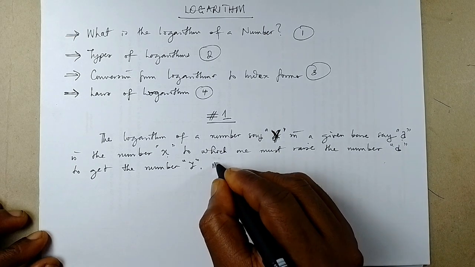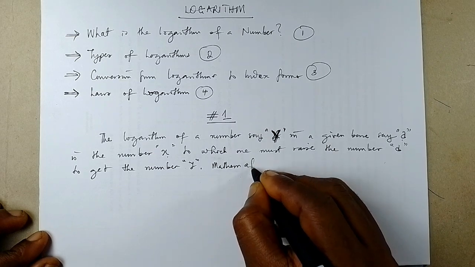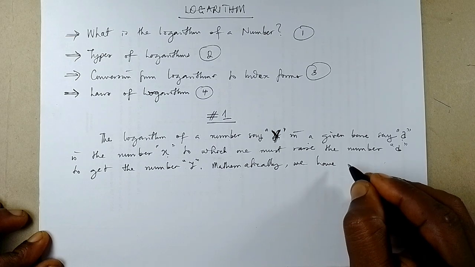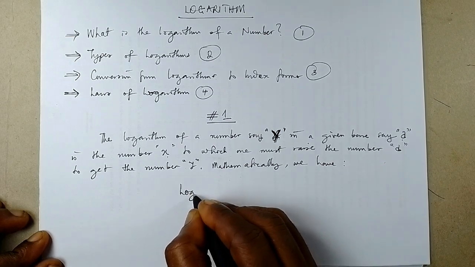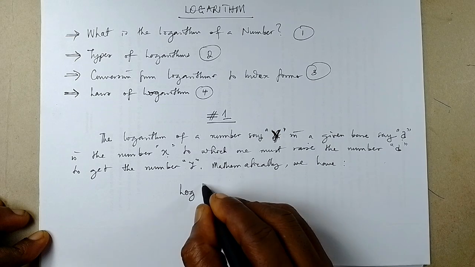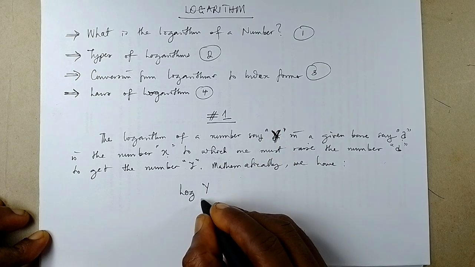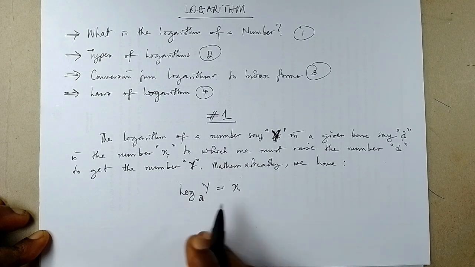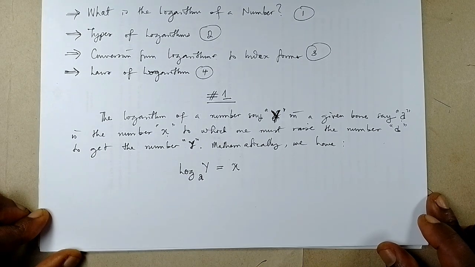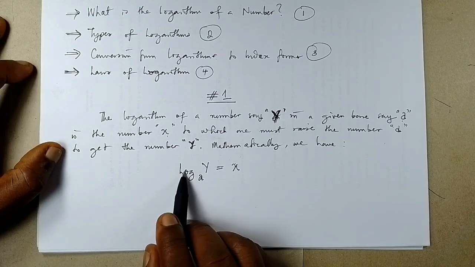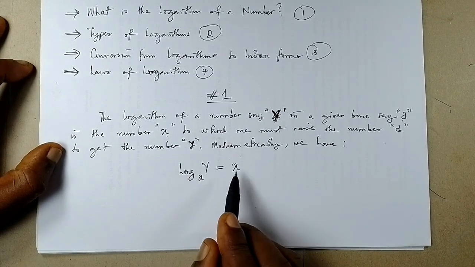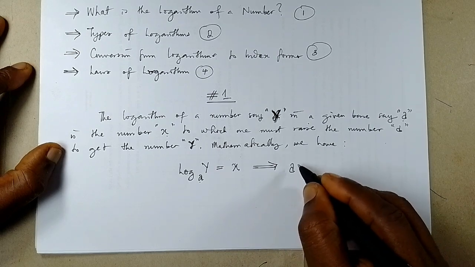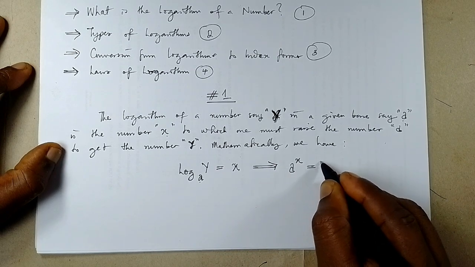Now, mathematically, this definition translates to the following. We use log for short: the logarithm of y in a given base a equals x. We write it in this form. What this means is that if the logarithm of y in base a is x, then this implies that a raised to power x will give y.